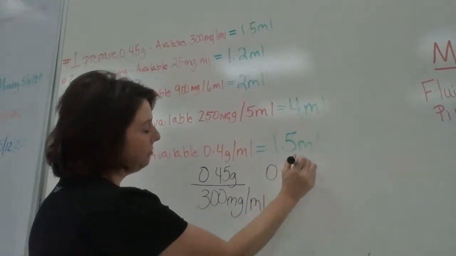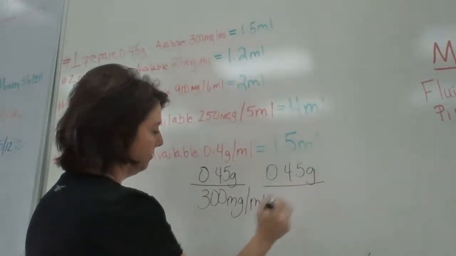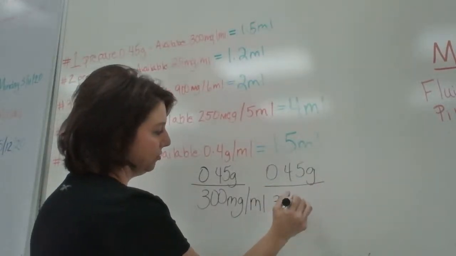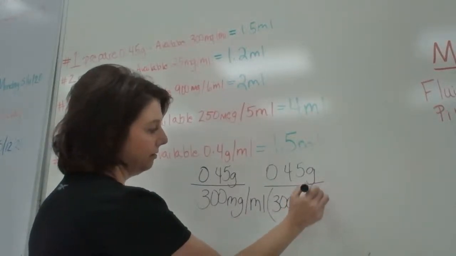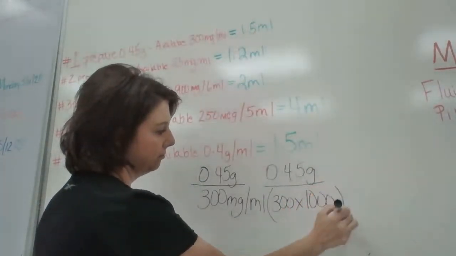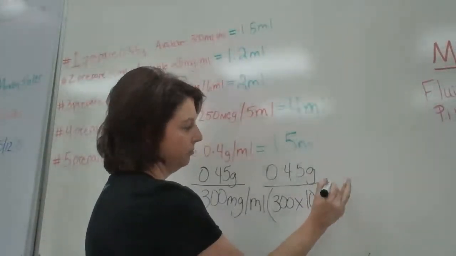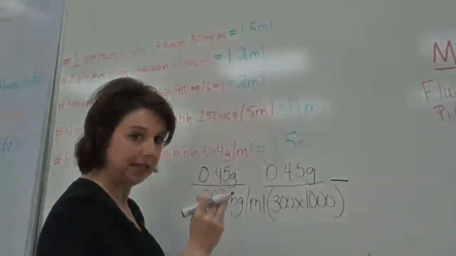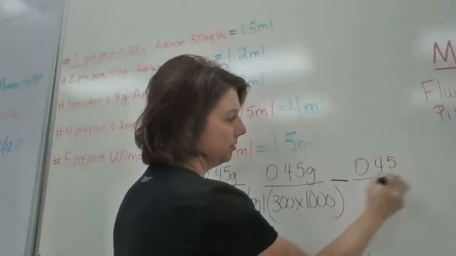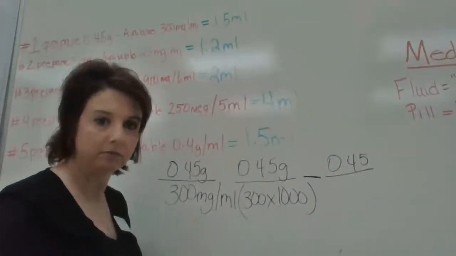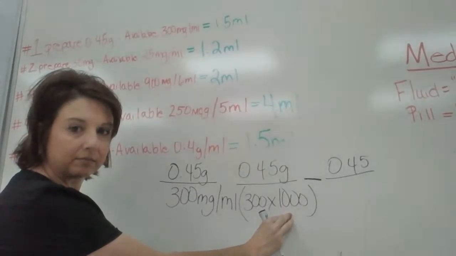Let's rewrite it. 0.45 gram over 300. We're going to multiply that by 1,000. So let's do that first. We're bringing it over. I'm not doing anything different. We have 0.45. Can y'all still see the board? Okay. So what is 300 times 1,000?